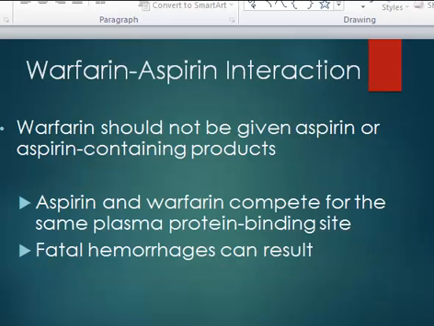Now, warfarin, we've talked about this in the past, and aspirin, they compete for the same plasma protein binding site. That's how the drugs are distributed in the body. They're either free or attached to plasma proteins. Aspirin's a bully. It kicks warfarin off. That means more warfarin's free to provide this effect, and guess what? A fatal hemorrhage can result. So we don't combine warfarin and aspirin together.